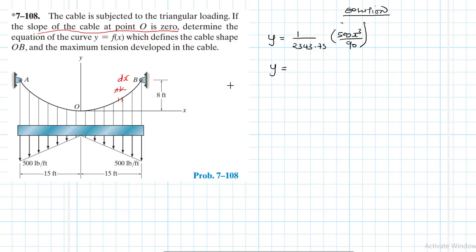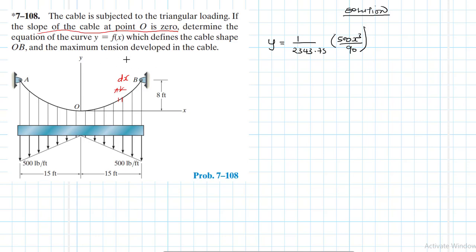Okay, not a very good value. I think I'll leave it the way it is. I think this is fine. If you want to simplify it, you can simplify it further, but I'll leave it like this. So this is the function that defines the cable shape.